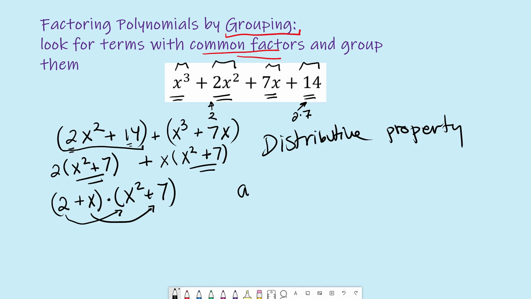We have a polynomial that is given by a times b, where a equals 2 plus x and b equals x squared plus 7.